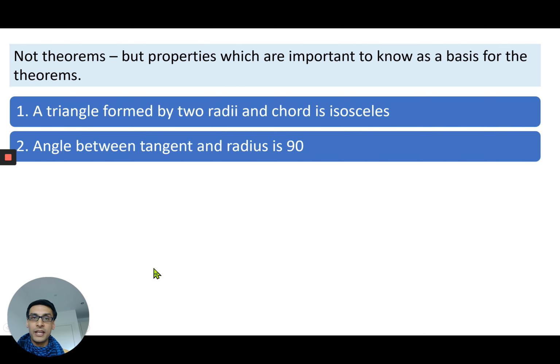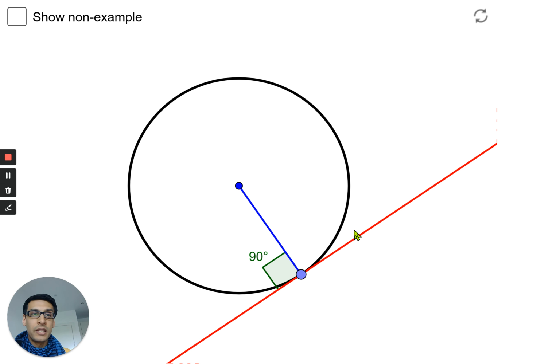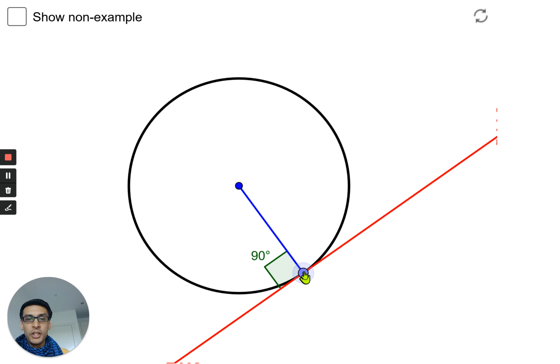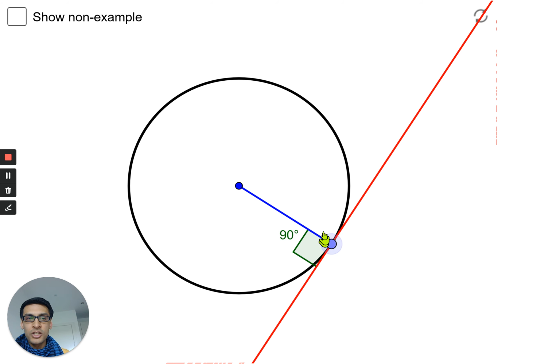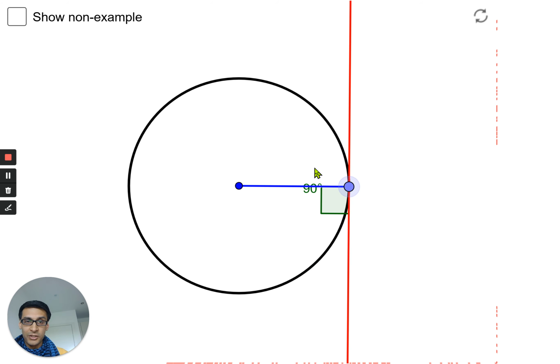The second property that we need to know about is that the angle between a tangent and a radius is always 90 degrees. So here's an example. You can see this is a tangent. It's touching the circle at one point. So that's the definition of a tangent.